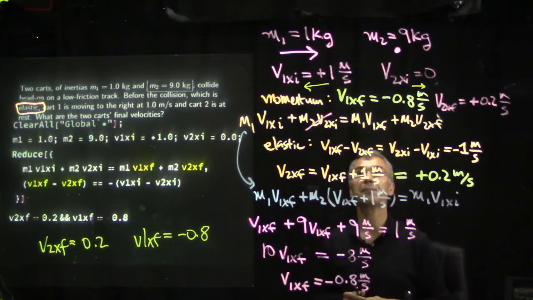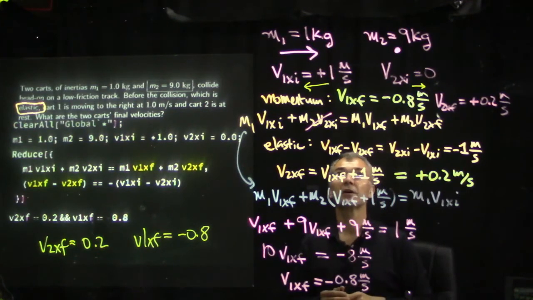So we get a big 0.8 of a meter per second backward velocity for the lightweight object, and we get a small 0.2 of a meter per second forward velocity for the massive object.